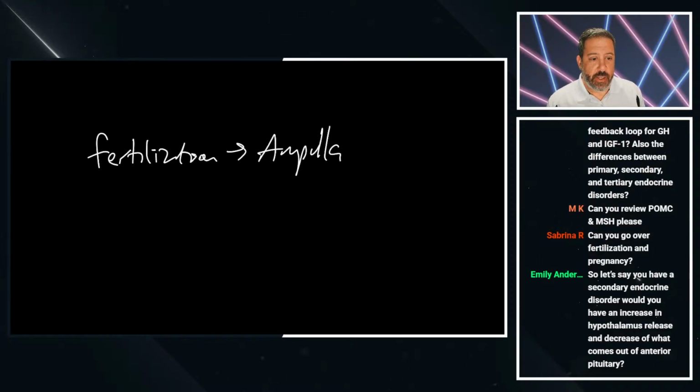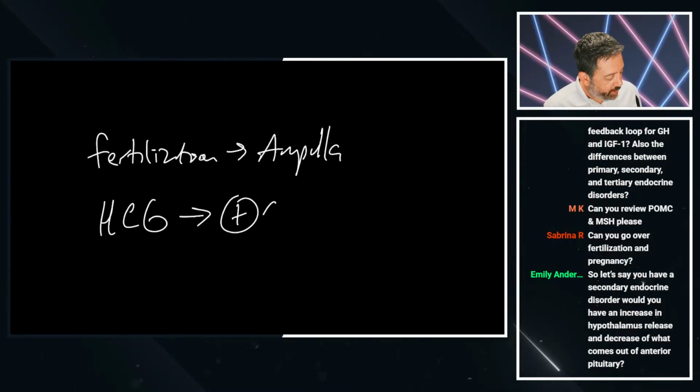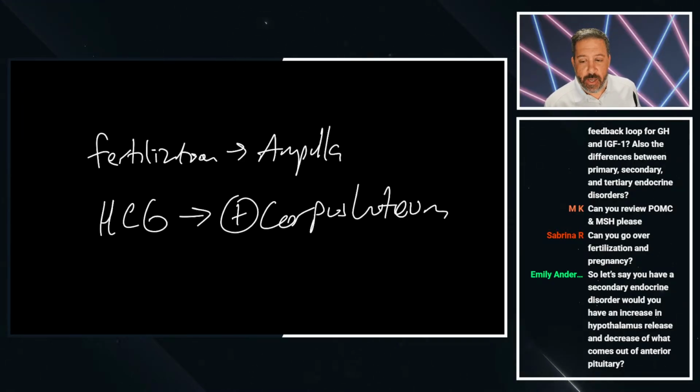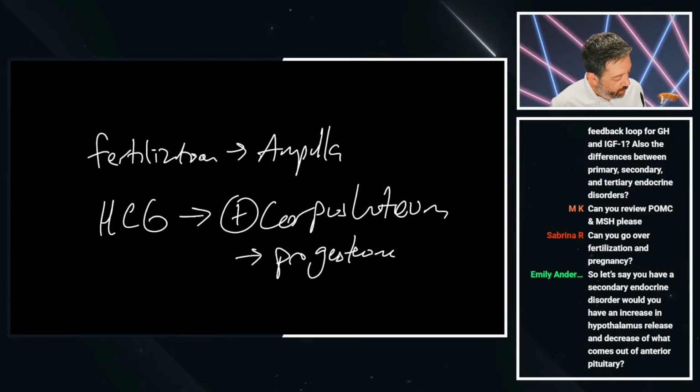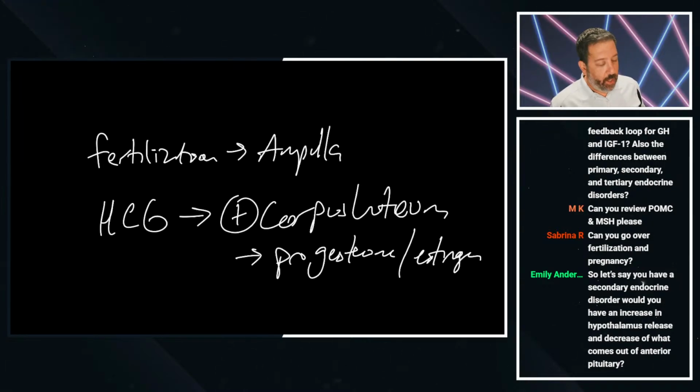That blastocyst, as long as it's alive, will just continue making HCG, which we know is going to stimulate the corpus luteum, keeping it alive to continue producing progesterone and estrogen until the placenta is matured and ready to take over the production of those hormones. It takes about the first trimester for that to happen, 10 weeks or so, for that crossover to occur, where the majority of all these hormones are produced by the placenta and not the ovaries anymore.